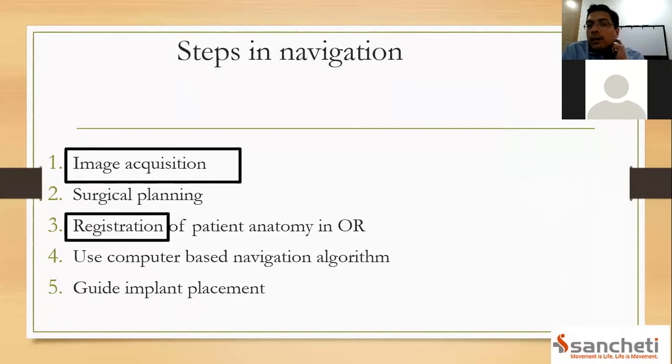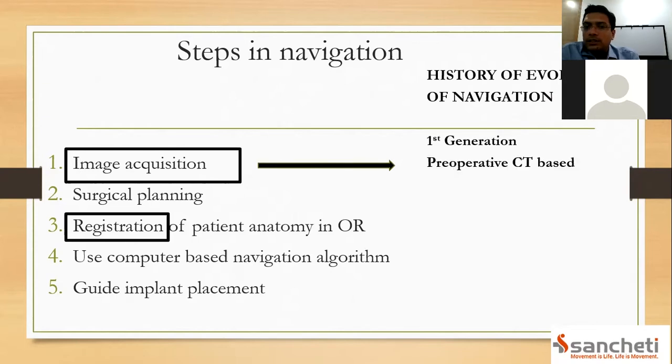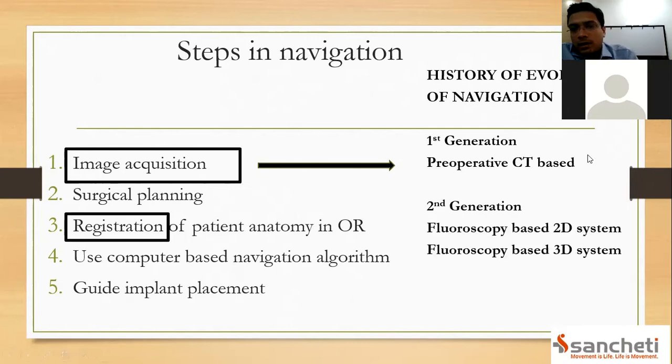Now, based on the image acquisition and the registration within the patient, I think the evolution of navigation can be traced all the way from the first generation navigation, in which preoperative CT was done. And this preoperative CT used to be fed into a system, and the preoperative CT would guide the implant usage at that time. Then you had second generation where image acquisition was not through a preoperative CT, but was fluoro based. And then again in second generation, you have 2, where you can have a 2-dimensional or a 3-dimensional system.